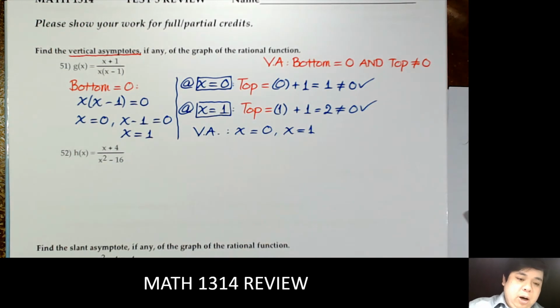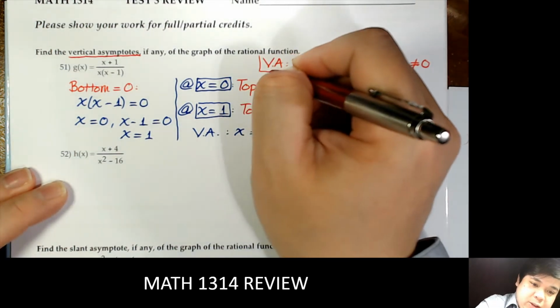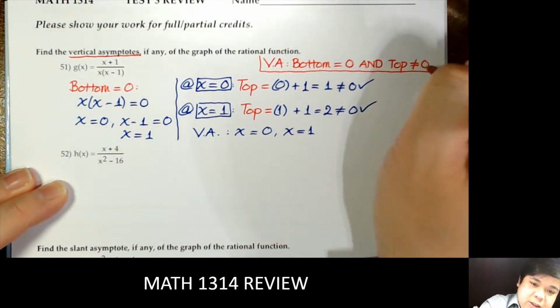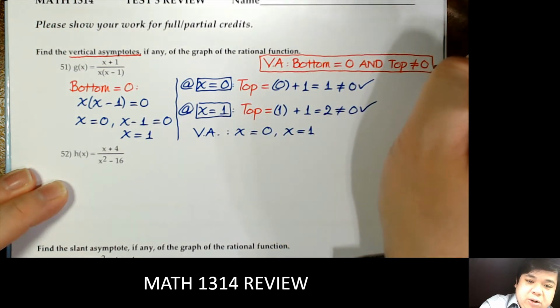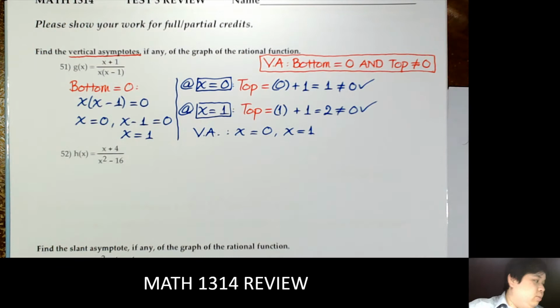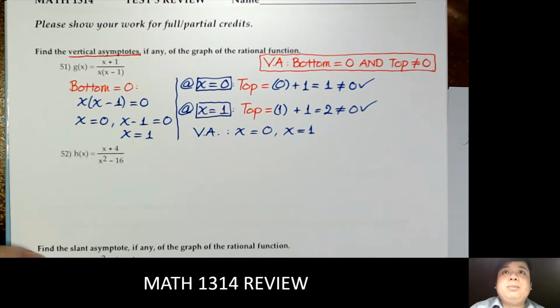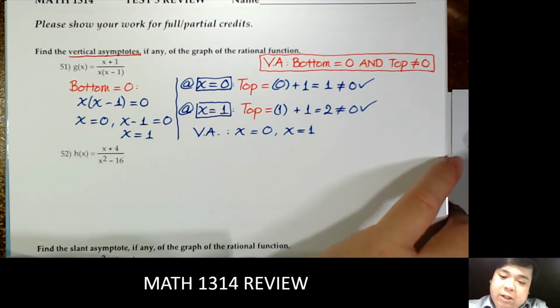Alright, once again, the vertical asymptote is the bottom equal to 0. We set the bottom equal to 0, but the top is not equal to 0. That's what we have. Right. That's the first one.